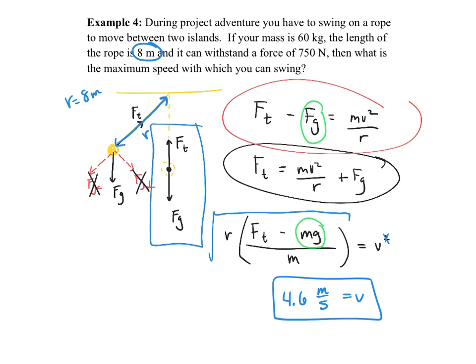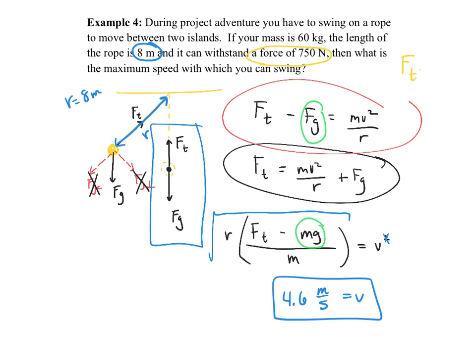Yeah, Isabella, go ahead. So when you see force of 750, do you automatically assume that that's just FT, or do you have to take into account that that's like FG? So that 750 is FT, because what it says is the rope can withstand this much force. So it's the force in the rope, which is called tension. That's physically how much you can withstand before it just snaps. So yeah, that is the 750. That is FT right there.